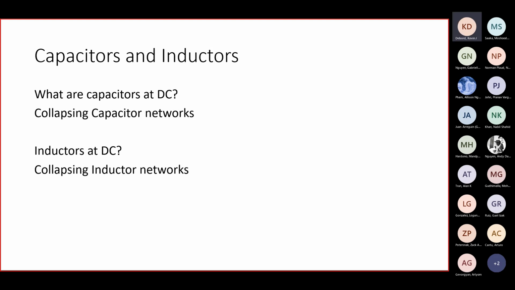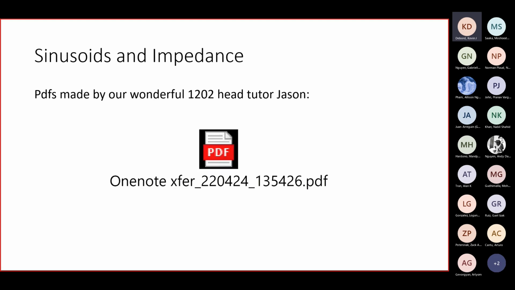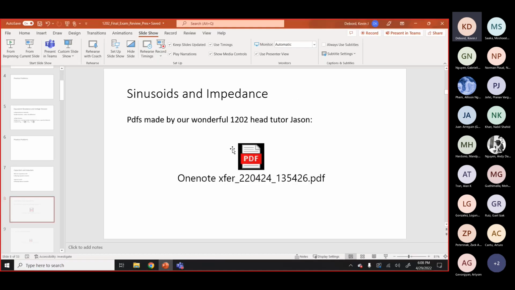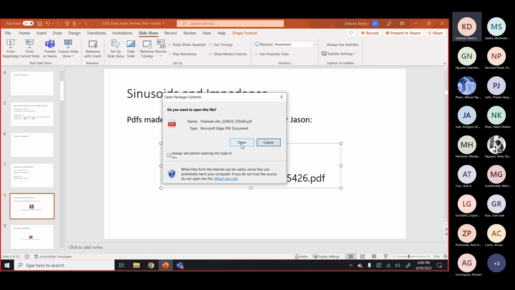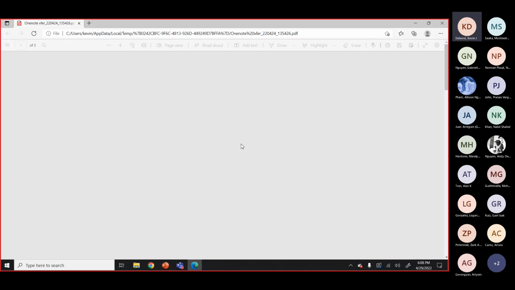And then collapsing inductor networks, what would those be in parallel and series? Yeah, so they will be the same as resistors. So in series, you add them up. In parallel, you will add the inverses. Okay, sinusoids and impedance. I'm going to have to exit out of this for this. So this is Jason Newman's notes.